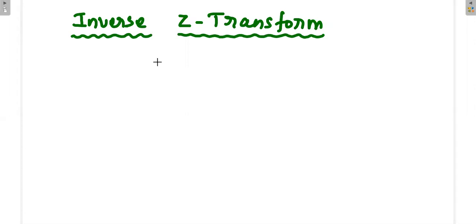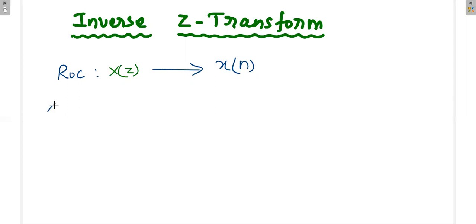Next, inverse z transform. That means once you are given x of z, how do we calculate x of n? Also we know that x of z will be given along with the ROC, because the ROC will decide whether the signal is going towards the right or left. So now the question is to find the inverse z transform of the given x of z.